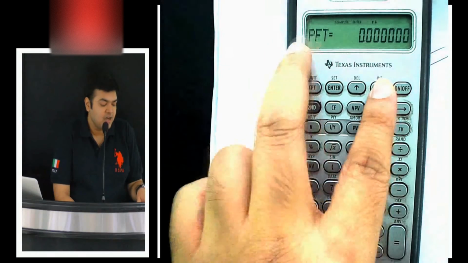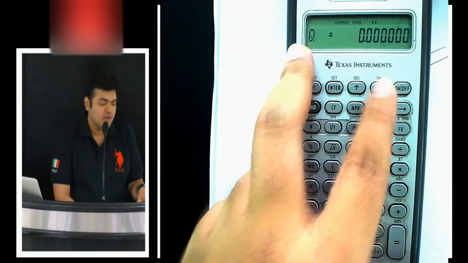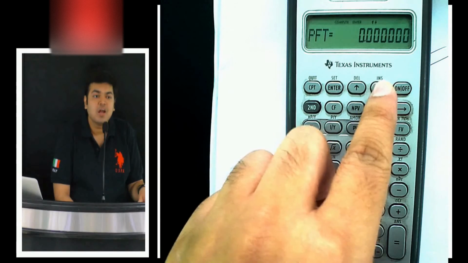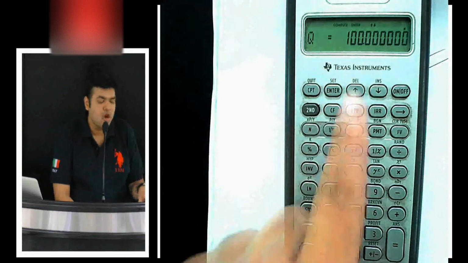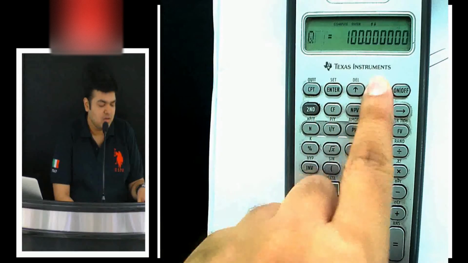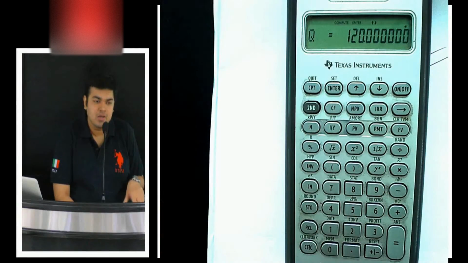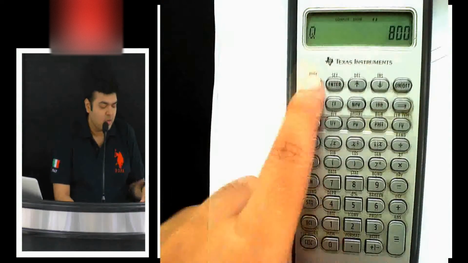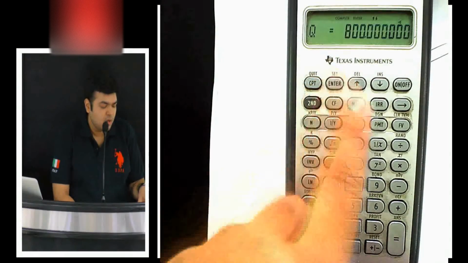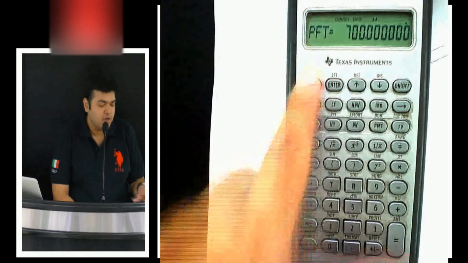So if my target profit is 0, what is the quantity required? You leave the profit as 0, because target profit is 0 to calculate break-even quantity. You compute the quantity, 100 units. Suppose my target profit is 20, enter, my quantity required is 120. Suppose I have 800 units being sold, compute profit, 700 is the profit for 800 units.